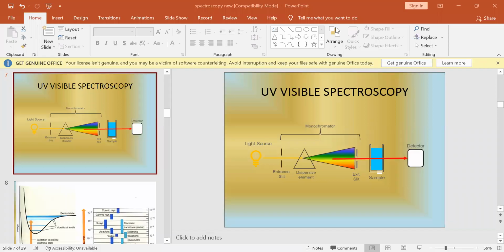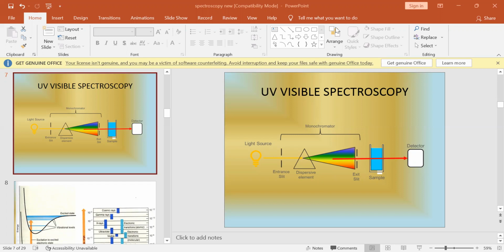Good morning, everyone. Today our topic is UV visible spectroscopy. UV visible spectroscopy has the range 150 nm to 800 nm. It is divided into three parts: far UV region, near UV region, and visible region. Near UV region ranges from 200 nm to 380 nm. Far UV region ranges below 200 nm, whereas visible region ranges from 380 nm to 780 nm.